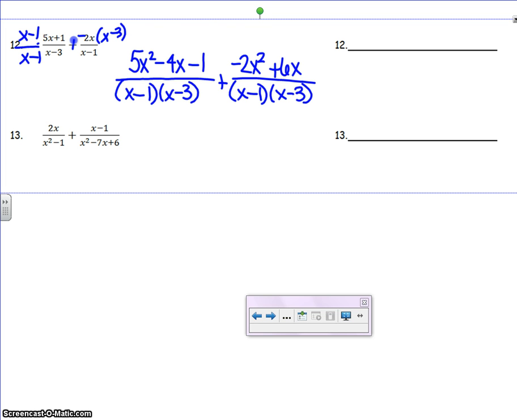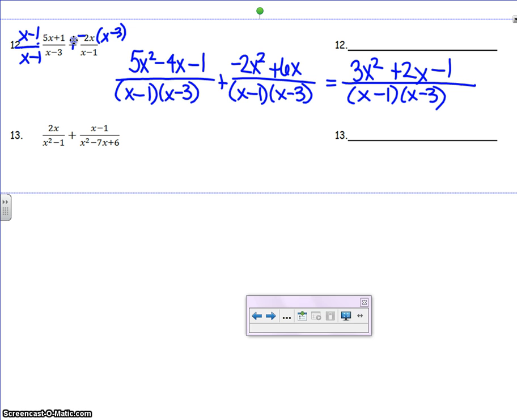So then we just look at our numerators and we're going to combine our like terms. 5x squared minus 2x squared is 3x squared. Negative 4x plus 6x is plus 2x. Minus 1 has no like term, so that goes in the numerator by itself. And then your denominator is x minus 1, x minus 3.